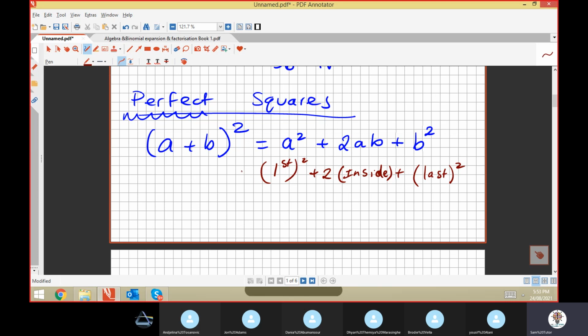So before I move on, do you guys understand what I've written there? First squared, last squared, 2 times the inside. Does that make sense? So Jono, you're going to tell me, does it make sense to you? Yeah. 100%? Yeah. Say it again. Say this to me all out loud. The first squared plus the 2 inside plus the last squared. Okay. Does anyone not understand this?